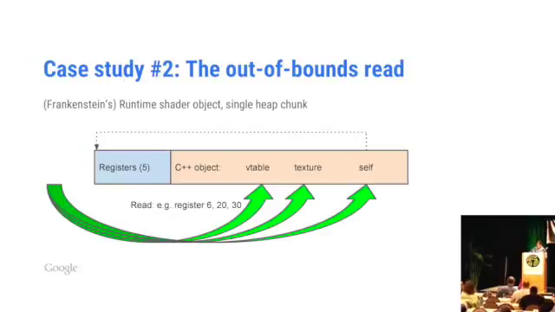So at this point, things start to really look up. So if we've got 5 registers at runtime, and using our corruption, we read registers 6, 20, and 30. These are all inbounds reads denoted by the green here, and we can read some really interesting things. One of the things we can read is a vtable, and that's one of the most important prerequisites for defeating ASLR, which is a modern protection that can get in your way as an exploit writer.